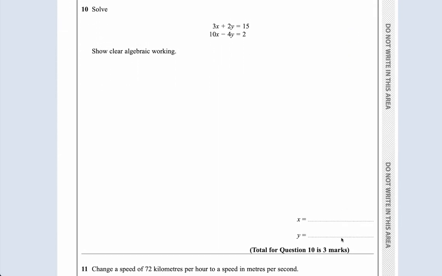Question 10. Again, guys, I like to see these types of questions because they're familiar. You could practice 50 of these and then you can do them no problem. So I want to make either the x's or the y's the same. I'm going to make the y's the same because it's easy. I can just multiply the top one by 2. 6x plus 4y equals 30. Multiply everything by 2. Keep the bottom equation the same. Decide, do I add or subtract? I'm going to add because these signs are different.